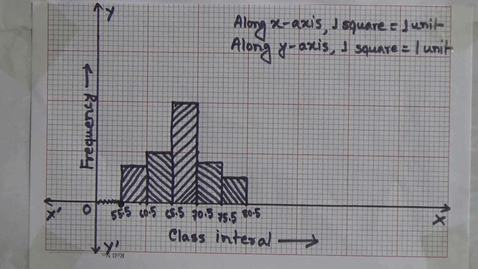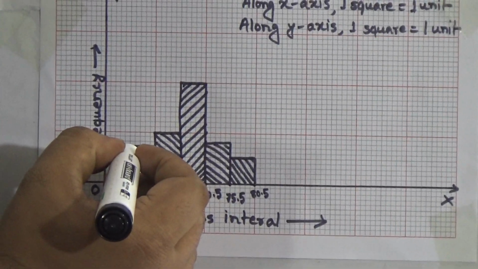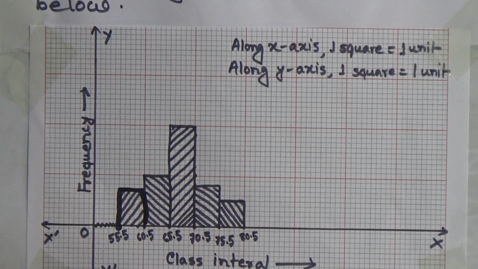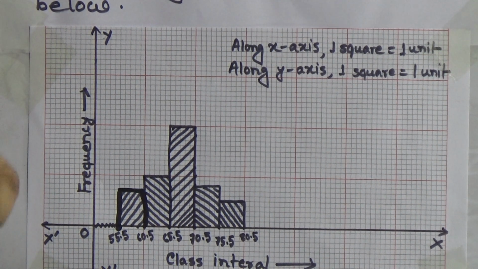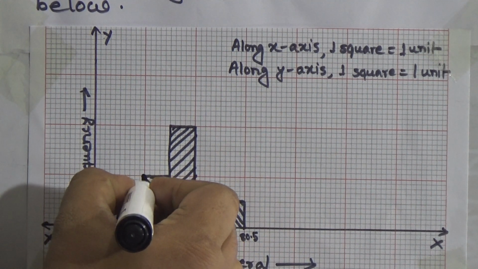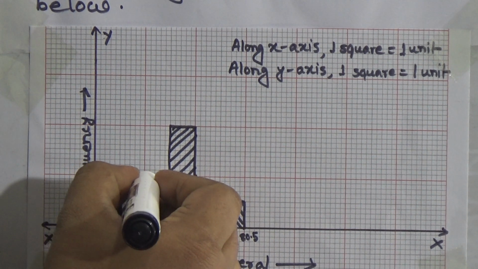My dear student, notice 55.5 and 60.5, in this interval the frequency is 7. So we take 1, 2, 3, 4, 5, 6, 7 and we draw a rectangle here. After that, 60.5 to 65.5, in this interval the frequency is 10. So we count 1, 2, 3, 4, 5, 6, 7, 8, 9 and 10.